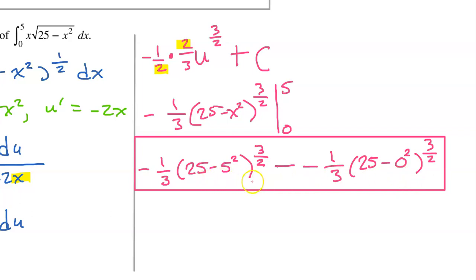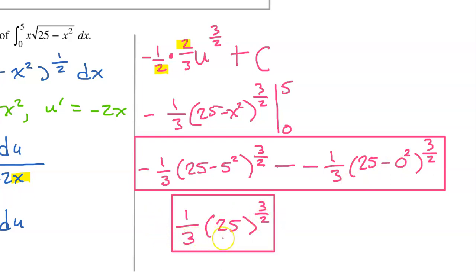However, I am going to simplify this a bit more, just in case we one day run into this on a multiple choice question. 5 squared is 25. So we have 25 minus 25 right here. That's 0. So this entire term is really just 0. And then we have this minus a negative. So this will be a positive. So really this will be gone. And then 0 squared is just 0. So that little term is gone. So we are left with 1/3 times 25 to the 3/2 power.